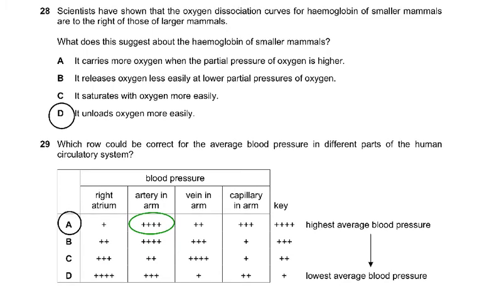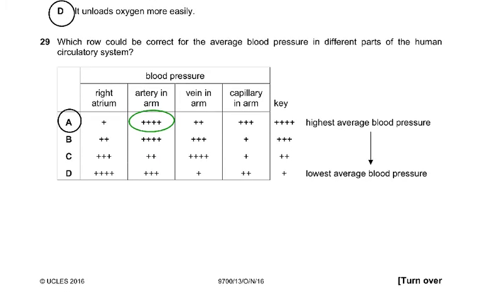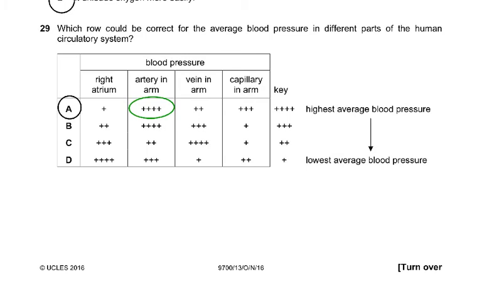Then coming to question 29. Which row should be correct for the average blood pressure in different parts of the human circulatory system? Highest blood pressure, lowest average blood pressure, and it says right atrium, artery in the arm, vein in the arm, capillary in the arm. Of course, the clue was that the artery in the arm would have the highest, then the capillary in the arm, then the vein in the arm, and then the right atrium, where the pressure is greatly reduced because all this blood is going to return to the right atrium.